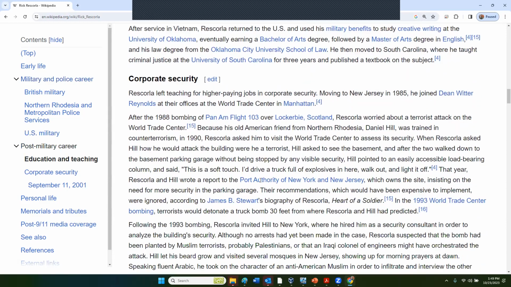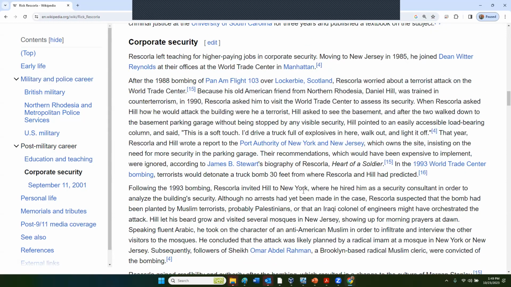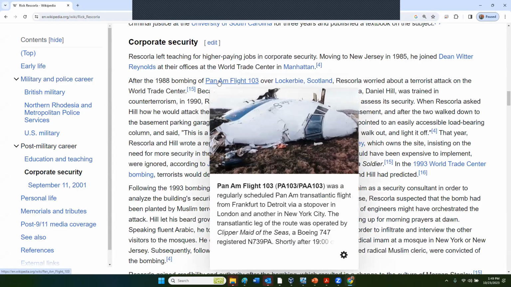And he took his corporate security job seriously. Now, make no mistake, cybersecurity begins with physical security. And so he watched when terrorists started taking down airlines. There was a bombing on an aircraft. It was a Pan Am flight.